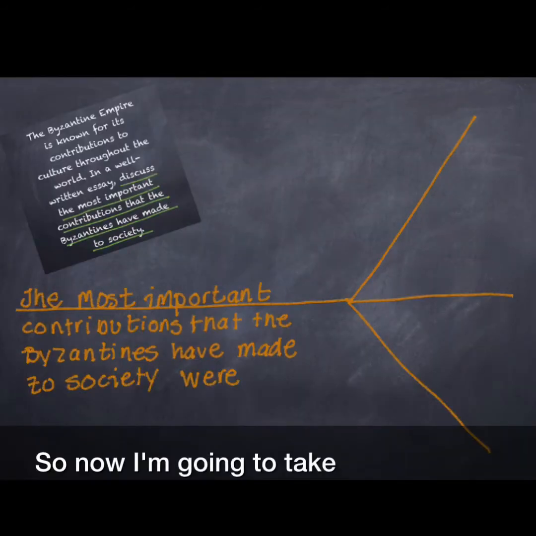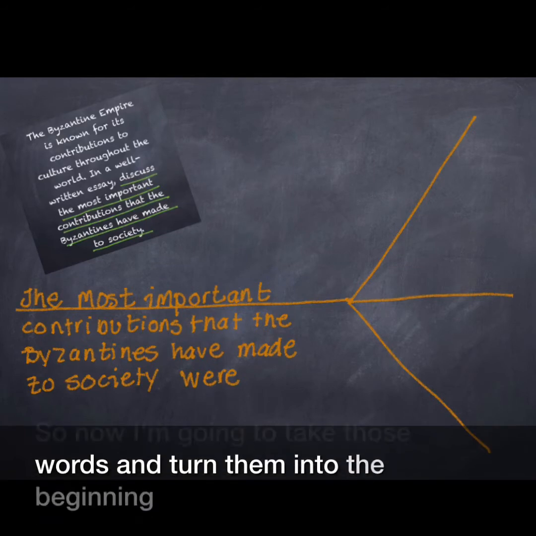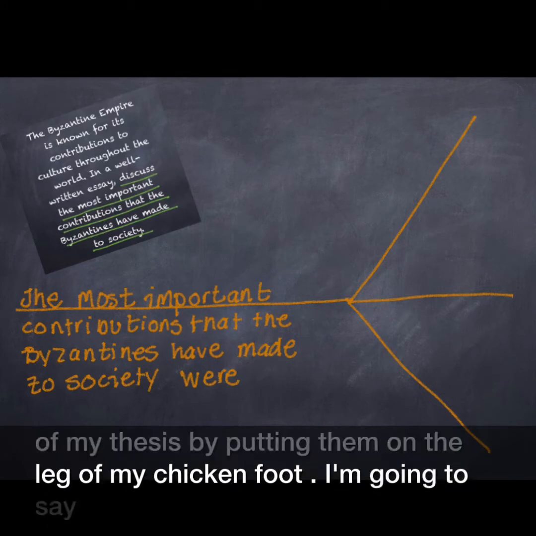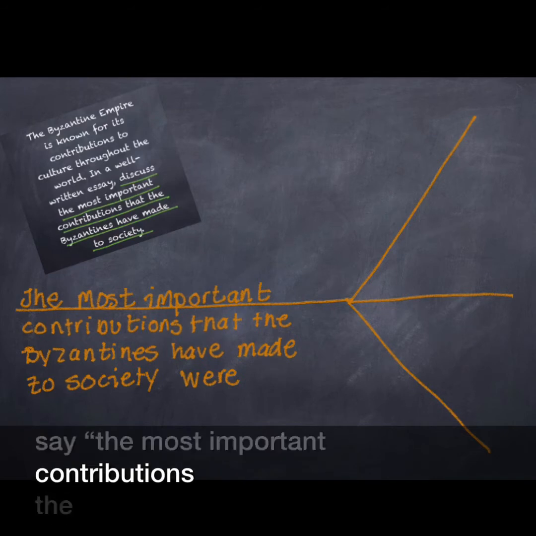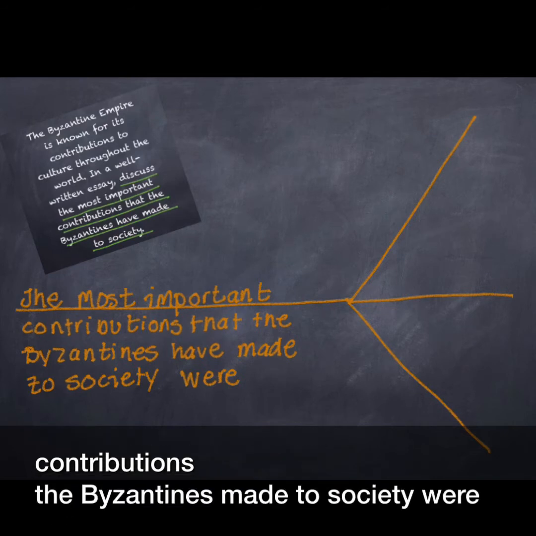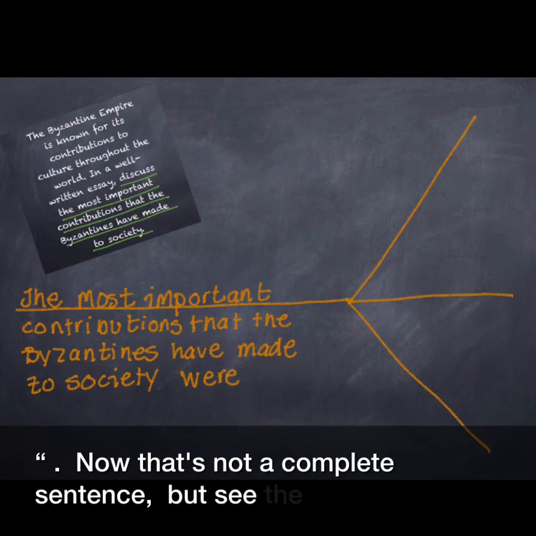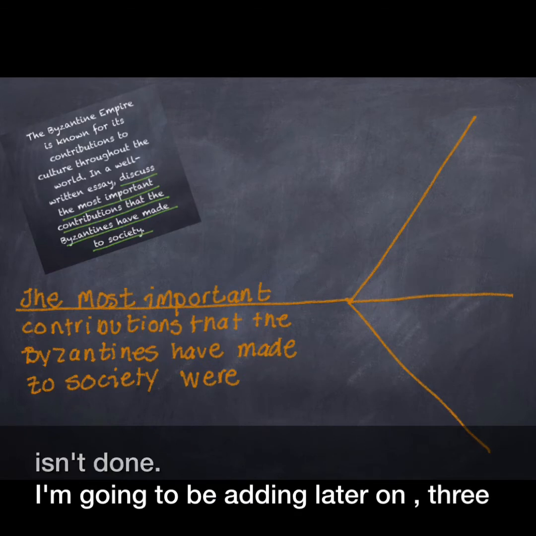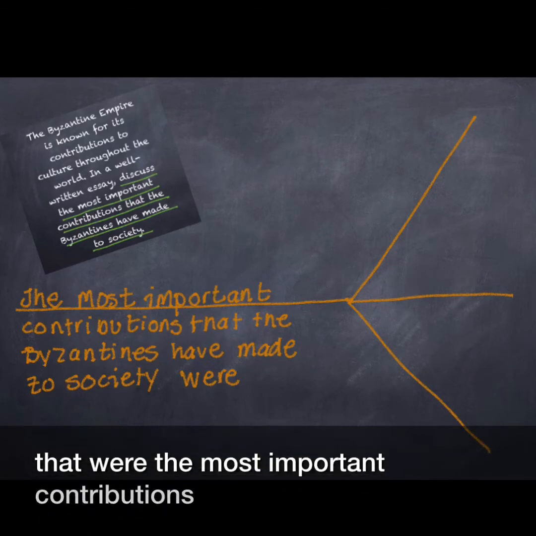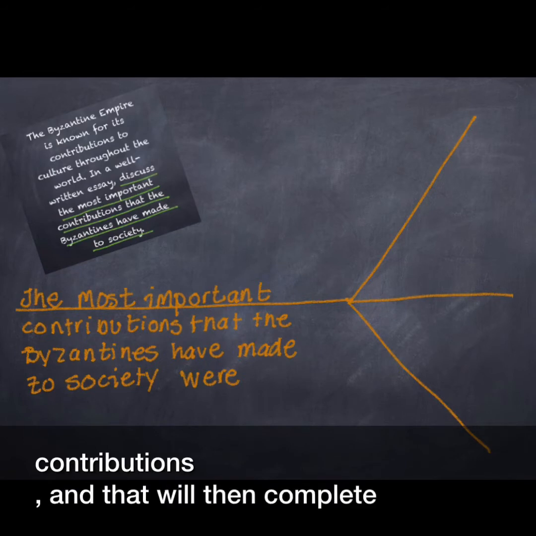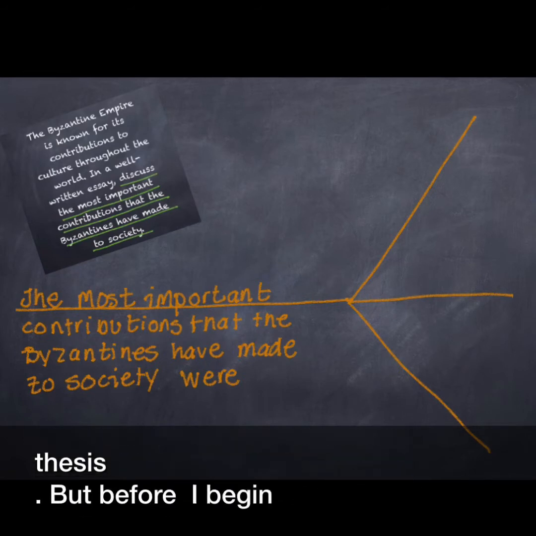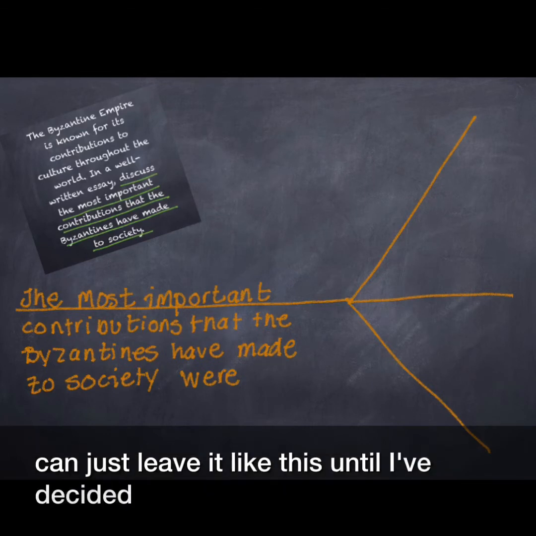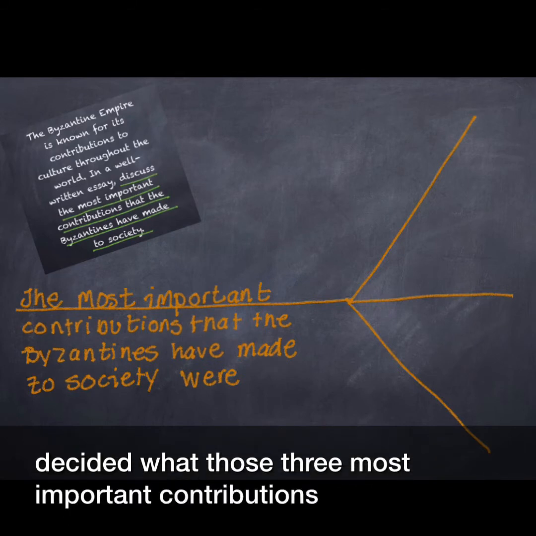So now I'm going to take those words and turn them into the beginning of my thesis by putting that on the leg of my chicken foot. I'm going to say the most important contributions that the Byzantines have made to society were. Now that's not a complete sentence, but see, the chicken foot isn't done. I'm going to be adding later on 3 things that were the most important contributions, and that will then complete my thesis. But before I even begin to write, I don't have to know what those are yet. I can just leave it like this until I've decided what those 3 most important contributions were.